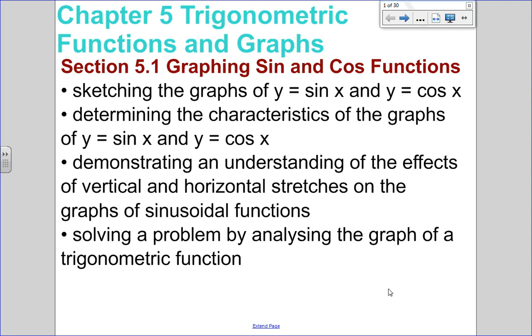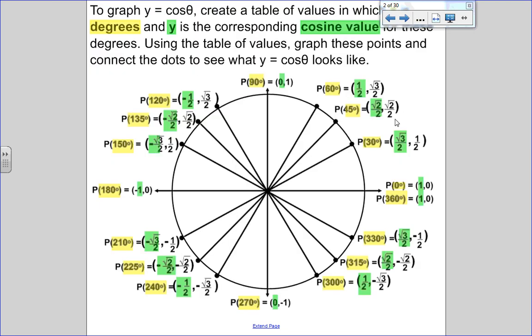In Chapter 5, we're going to be covering trigonometric functions and their graphs. And in 5.1, we're going to look at the sine and cosine graph. So let's look at the unit circle that we did in the previous chapter.